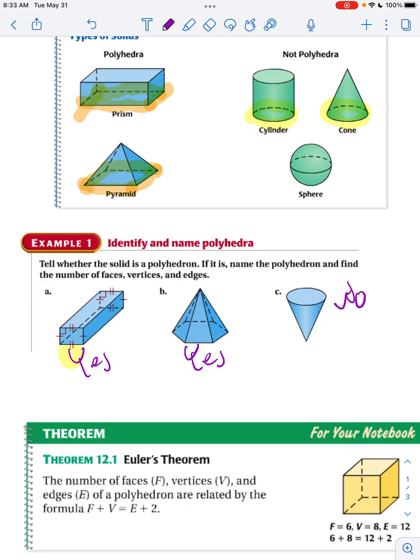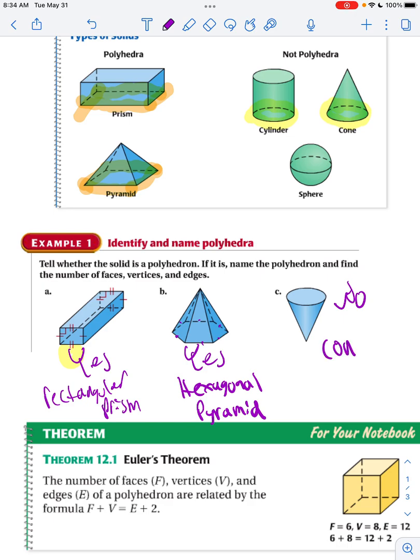It looks like this would be a rectangular prism. So I have a base of a rectangle, and it's a prism. Whereas if I count over here, 1, 2, 3, 4, 5, 6, that's going to be a hexagon, and it's a pyramid. So I'm going to say a hexagonal pyramid. And this would just be a cone.